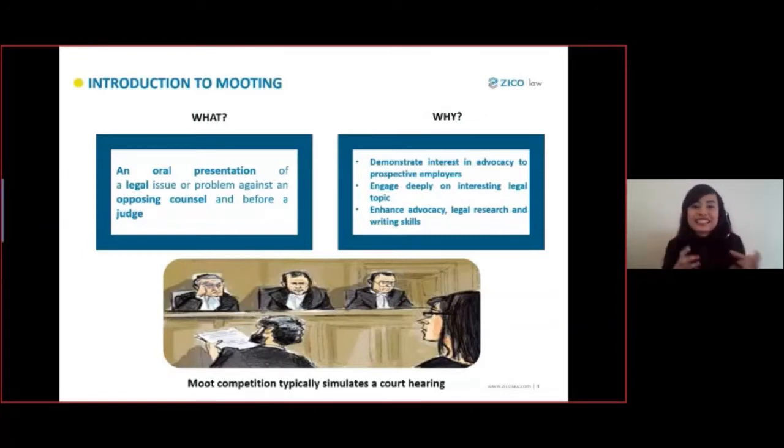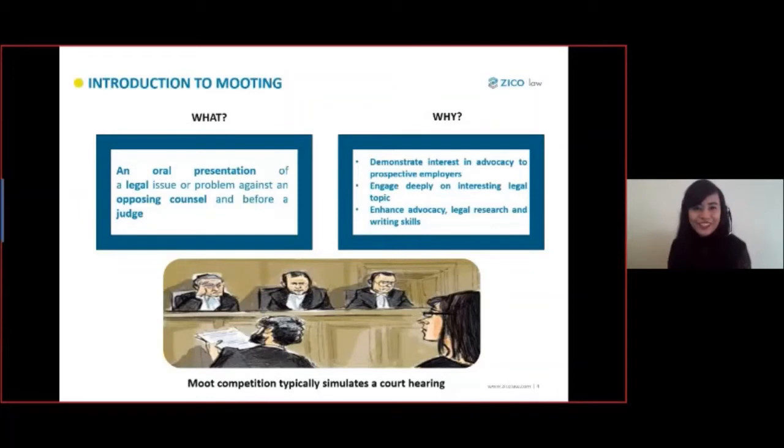So mooting is basically just an oral argument or presentation of a case or moot problem of two different parties that consists of the appellant or the respondent if it's an appellate court, or if it's in a tribunal, then it will be called claimant and defendant. So basically, you'll have a judge judging the rounds, and you'll need to oppose the arguments made by the other side.